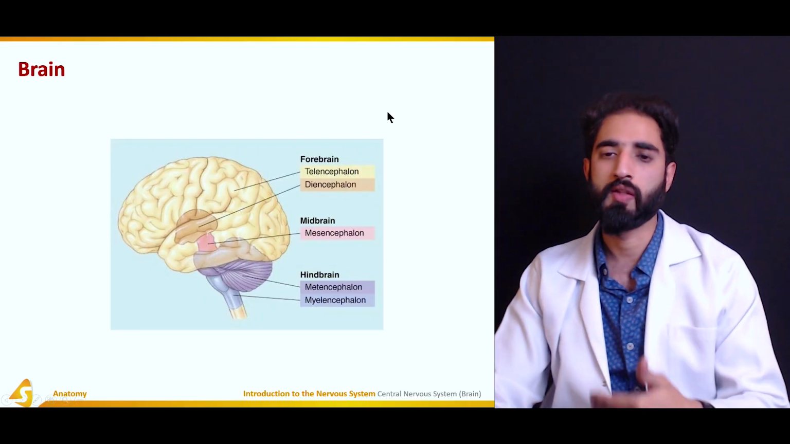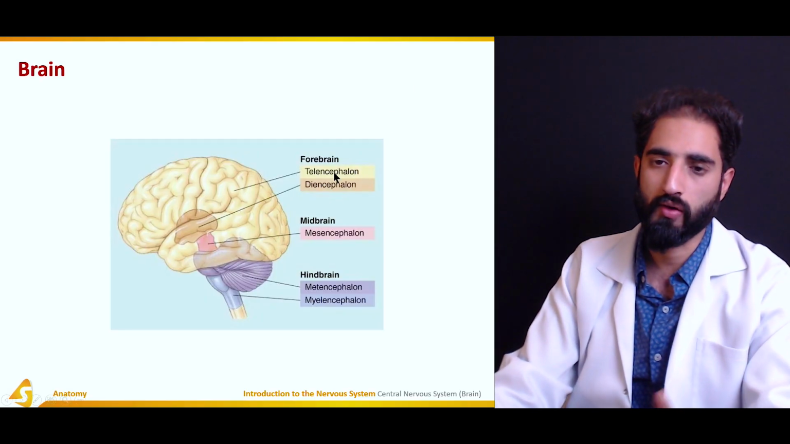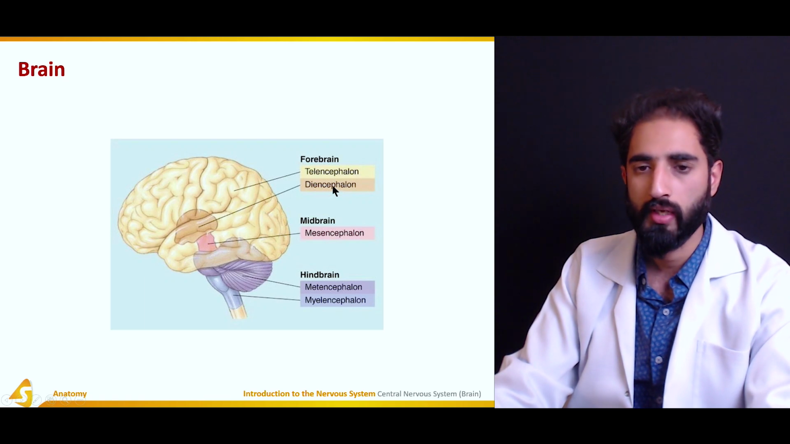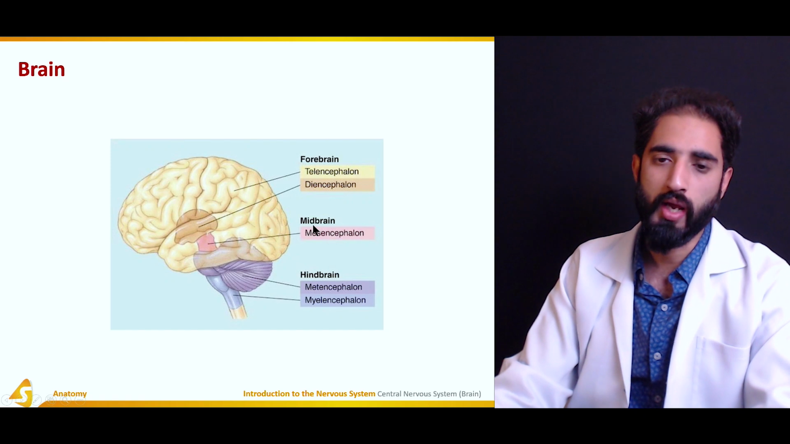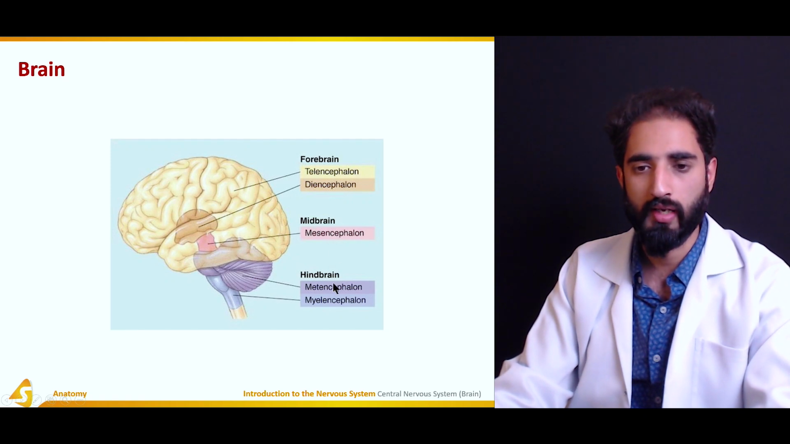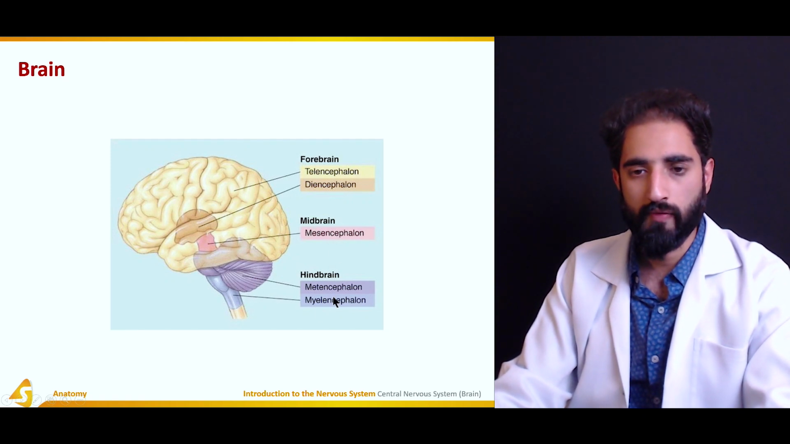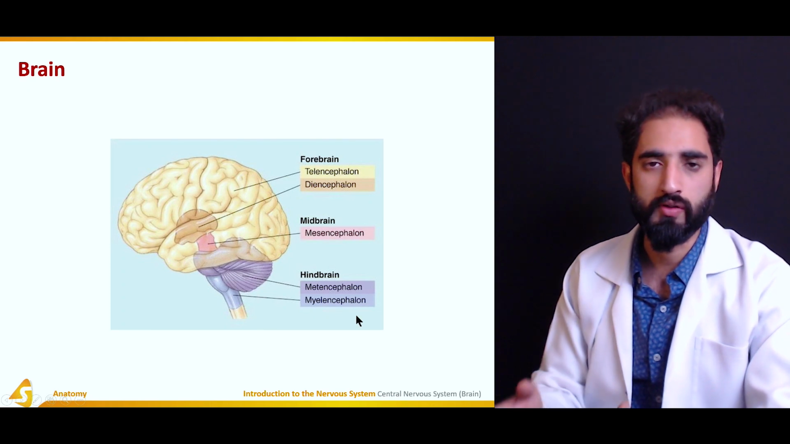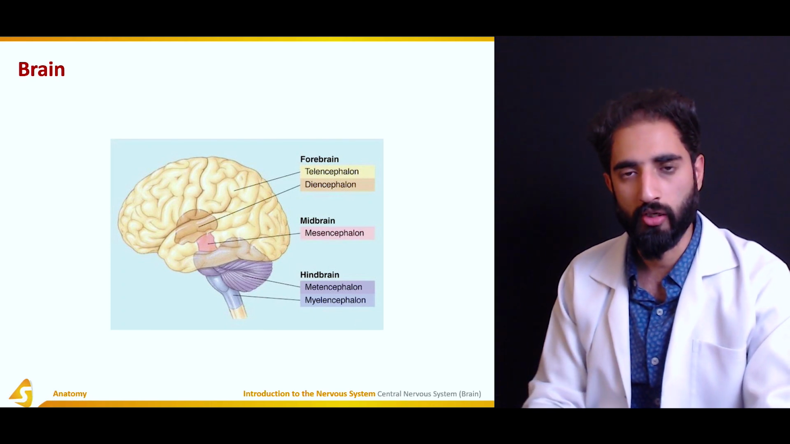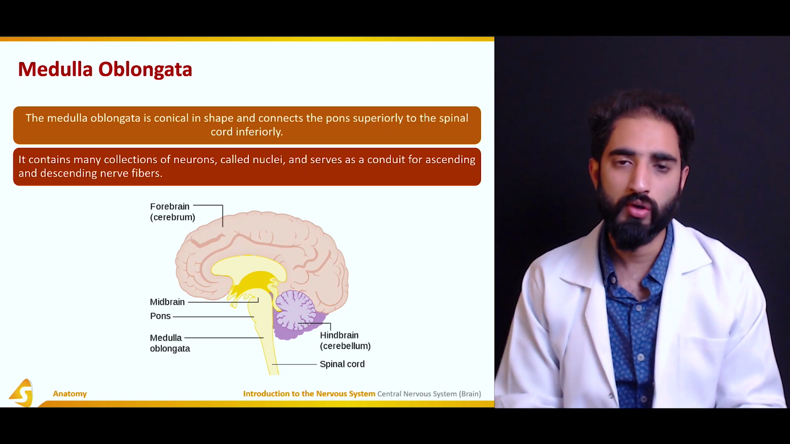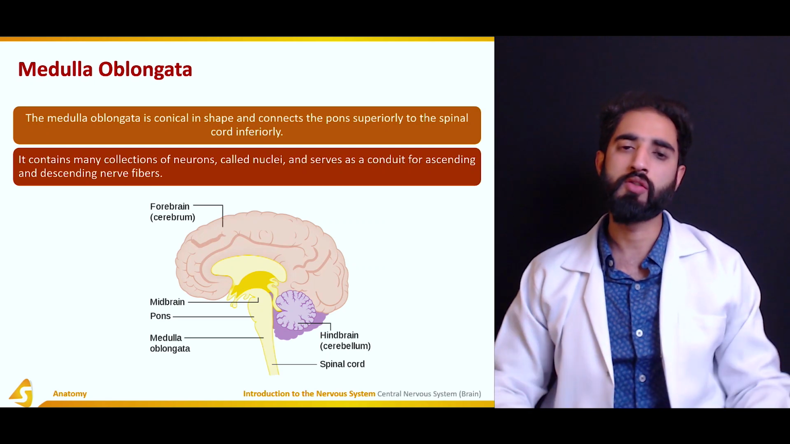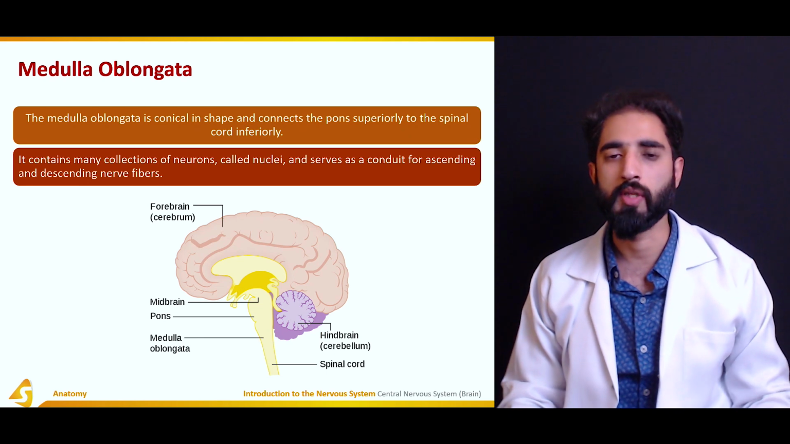So here we can see in this picture, we have the forebrain consisting of the telencephalon and diencephalon. Diencephalon consisting of thalamus and hypothalamus. The midbrain, which is also called the mesencephalon, and the hindbrain, which is the metencephalon and myelencephalon, consisting of the cerebellum, the pons, and the medulla oblongata. So let's take a look at all of these structures one by one, starting off from the medulla oblongata.